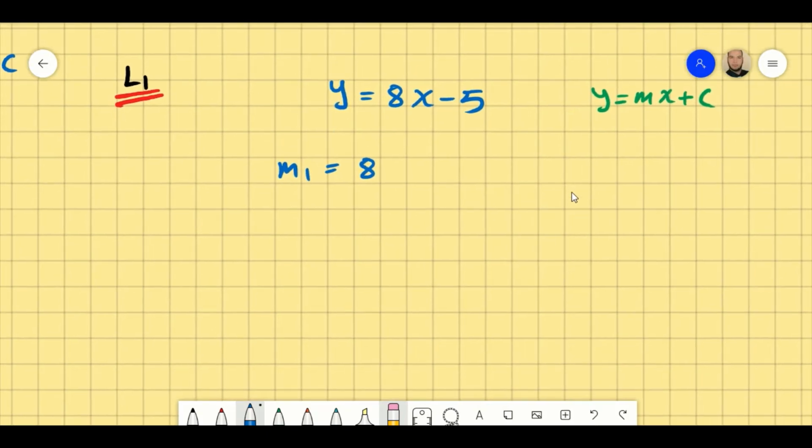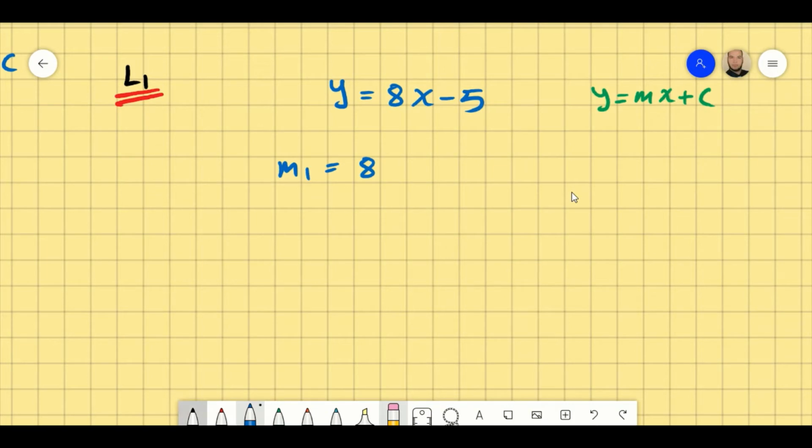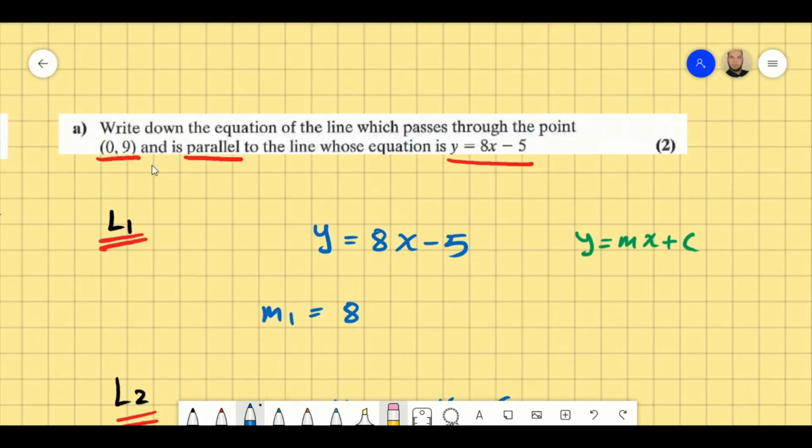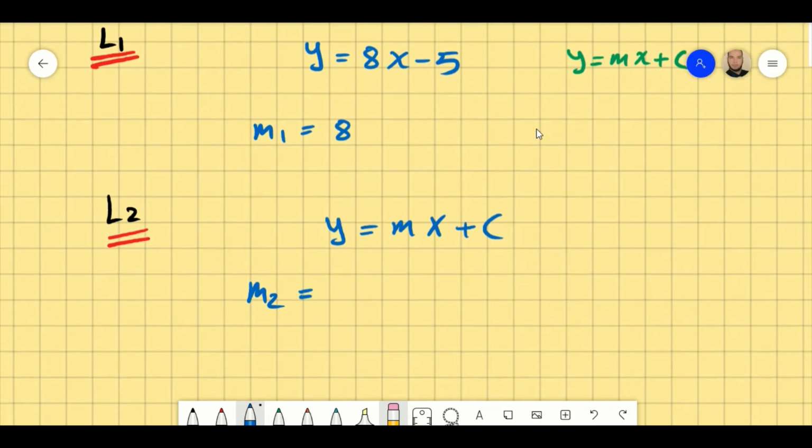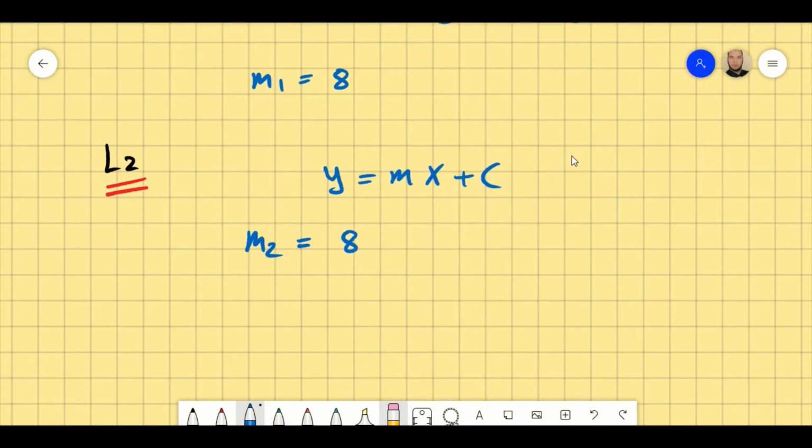خلاص. طيب نروح على line 2. Okay. محتاجين نكتب الايكويشن بتاعته. اوكي، y equals mx plus c. طيب نيجي ل m2. لما نقرا في السؤال قال لك parallel. Okay, so that means m2 is 8. طيب let's update our equation. So y equals 8x plus c.